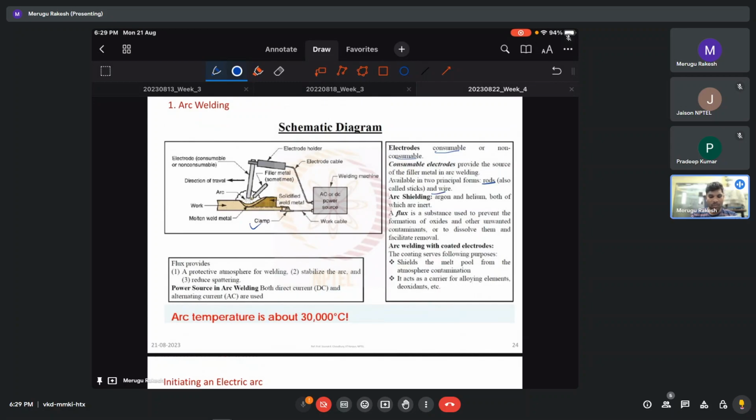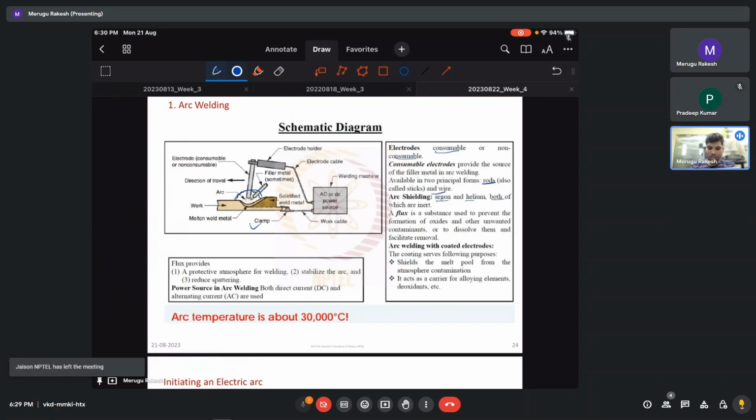Arc shielding: we can shield the weld pool using argon, helium, or both, which are inert and will not react with the weld pool. A flux also can be used. If you are not using shielding gases, you can use flux, which absorbs the dissolved gases and forms a layer that protects the weld pool.